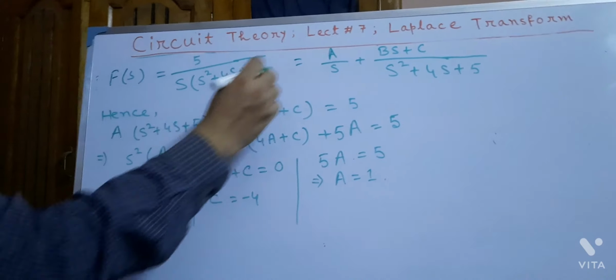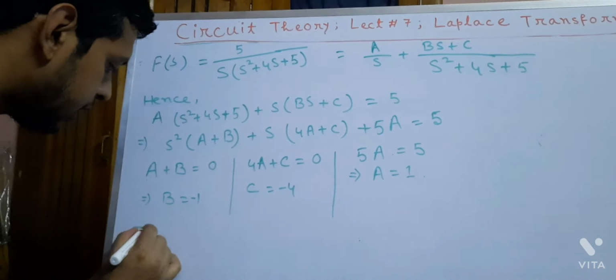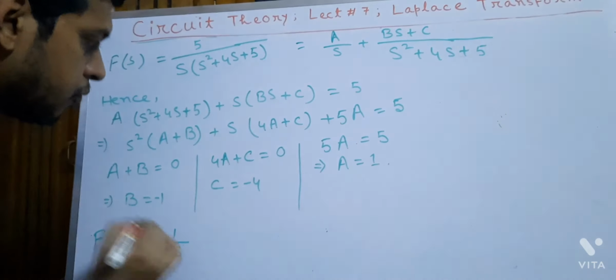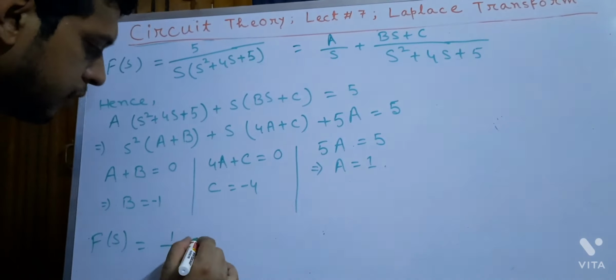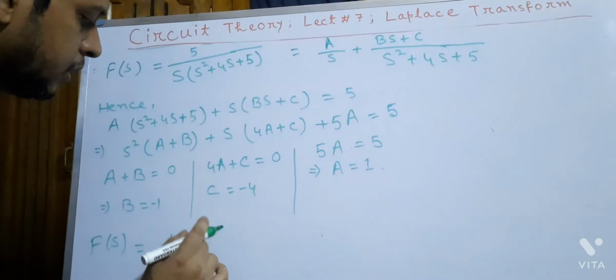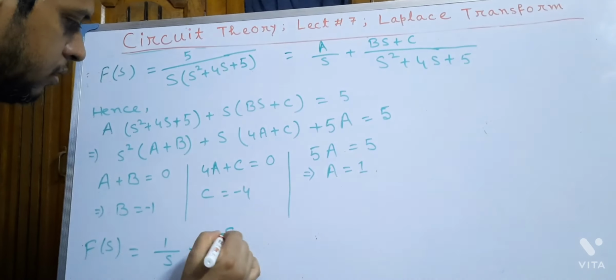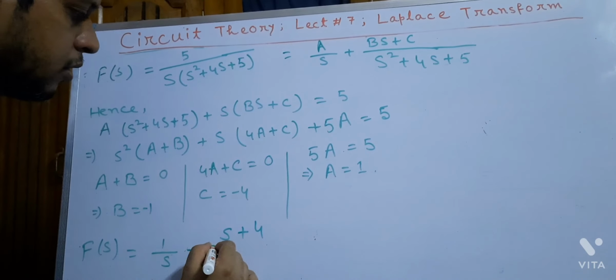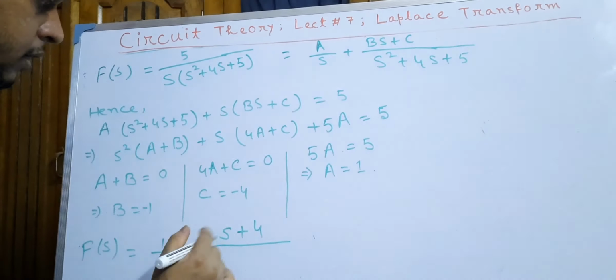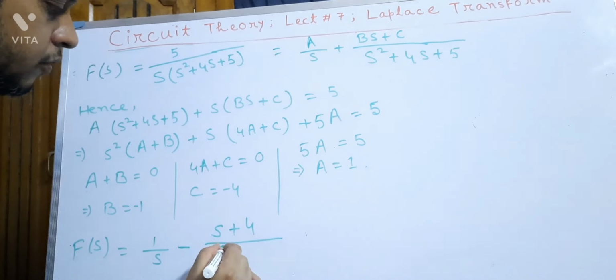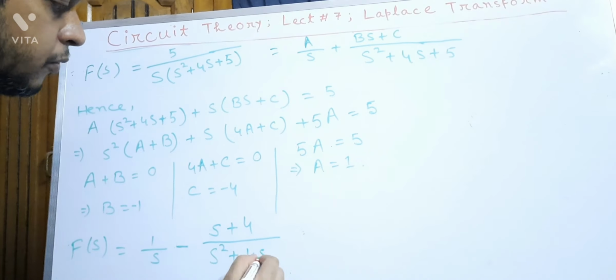So we can write F(s) equal to what? a by s, that is 1 by s, plus (bs plus c) by (s square plus 4s plus 5). bs plus c means minus s plus 4, so minus s plus 4 by s square plus 4s plus 5.